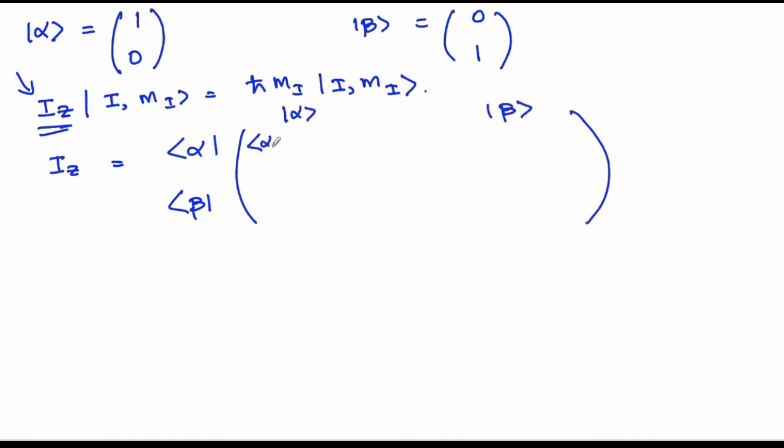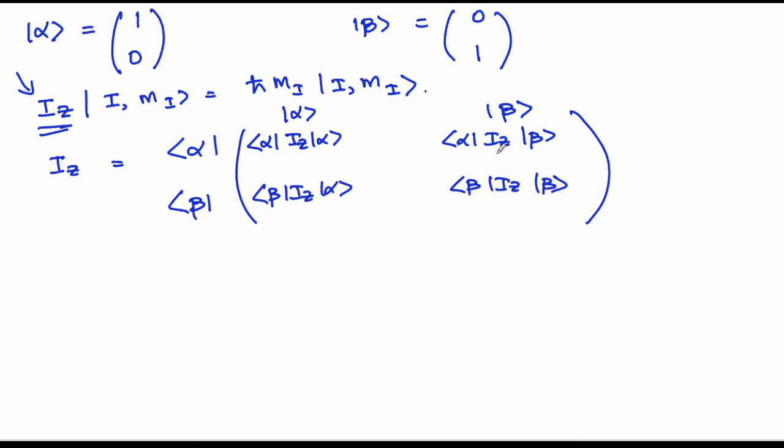Where the first element will be <alpha|Iz|alpha>. Immediately you understand, since the functions are eigenfunctions of the Iz operator, these two off-diagonal terms would immediately go to 0. On the other hand, all Iz would end up doing is to pull the quantum number out of each one of them. So therefore, you're going to end up getting h cross by 2 times the matrix (1, 0; 0, -1).